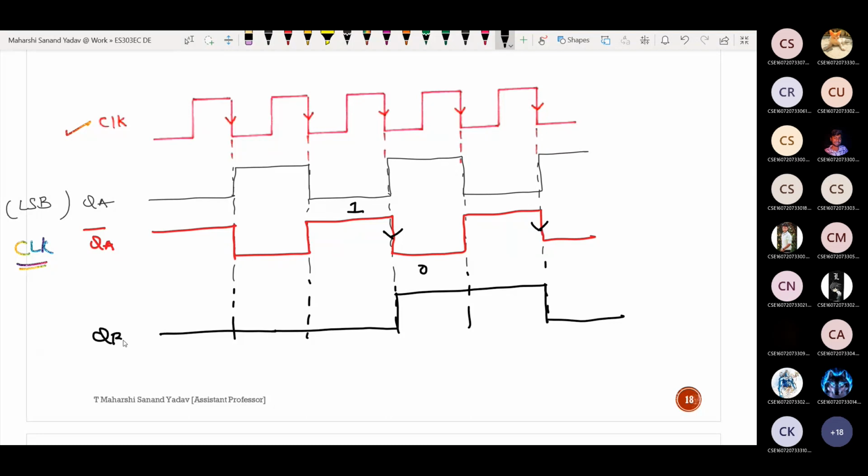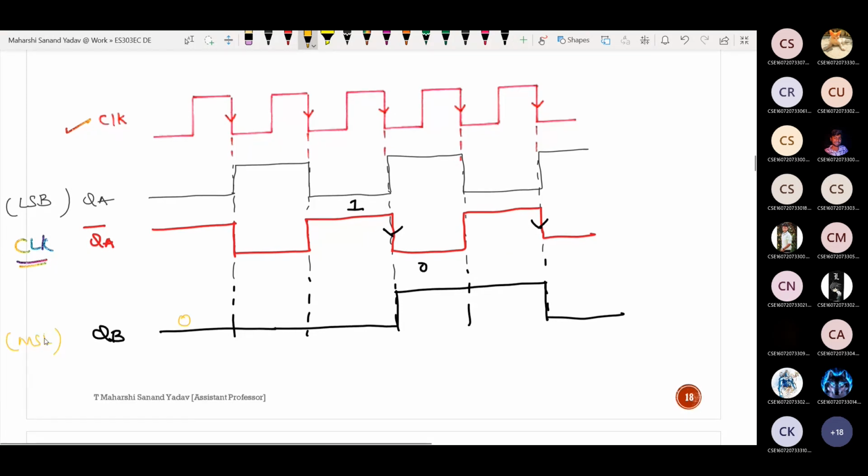This is QB. Check and tell me whether it is up counting or down counting. QB is the MSB and QA is the LSB. The sequence starts from 0, 0, then 0, 1, then 1, 0, and so on. Is it an up counter or a down counter? Up and down counter, sir.